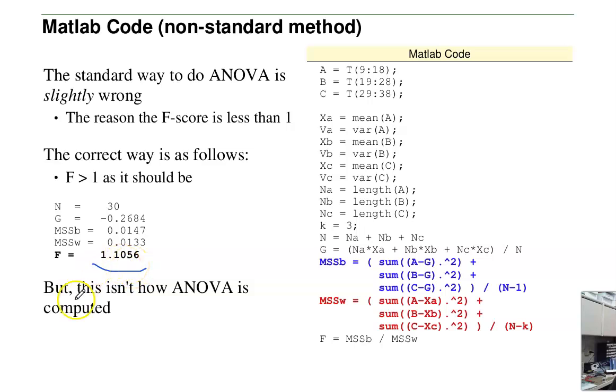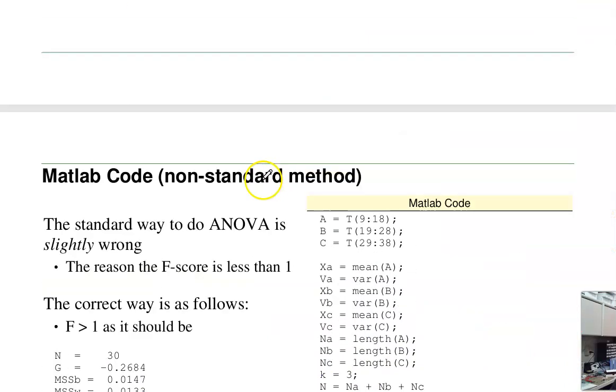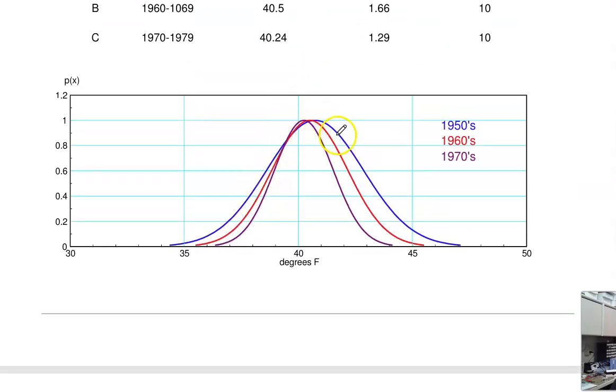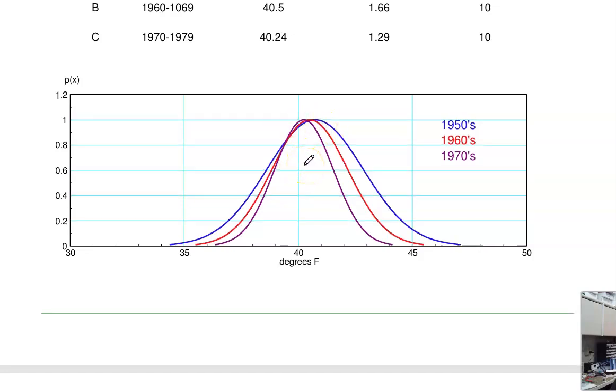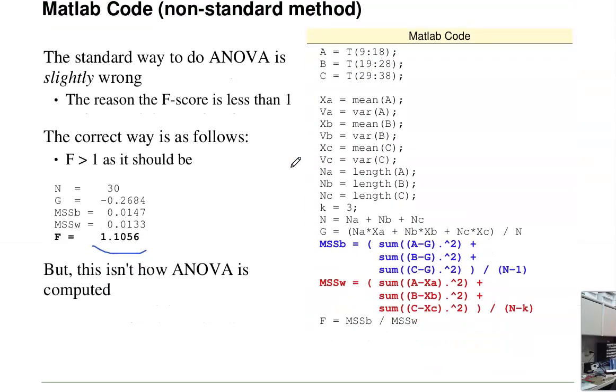And if we go to StatTrek and plug in those numbers, again, I've got 30 data points in the numerator minus 1 global average, 29 degrees of freedom. 30 data points, 3 local averages, 27 degrees of freedom in the denominator. The F-stat is 1.1, meaning 60%. Basically, there's a 60% chance that the means are different. I couldn't really tell there's a difference in the means between those first 3 decades. That's the non-standard method, which in my opinion is the correct way of doing it.